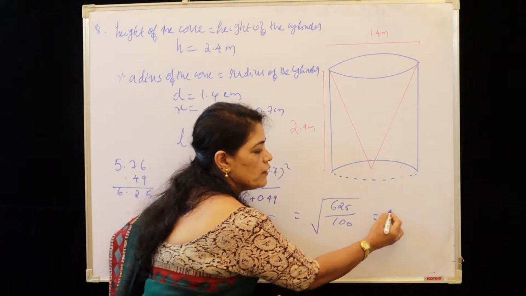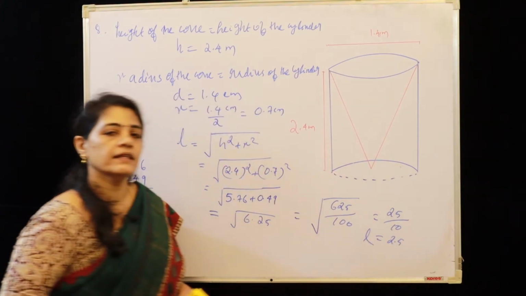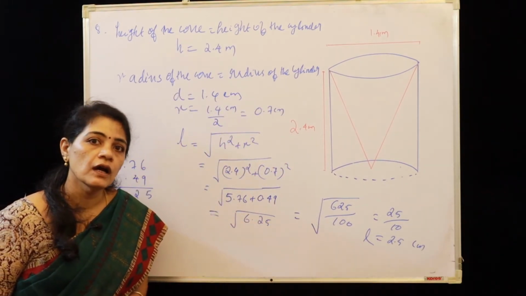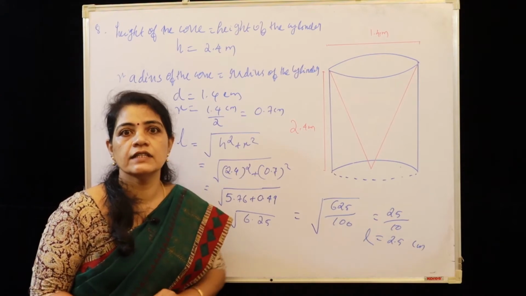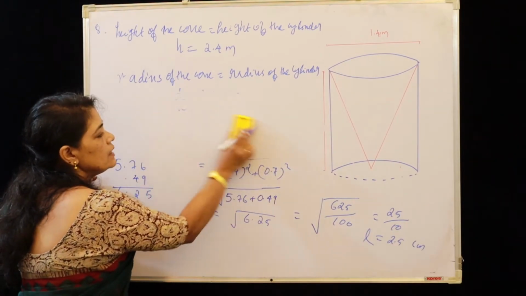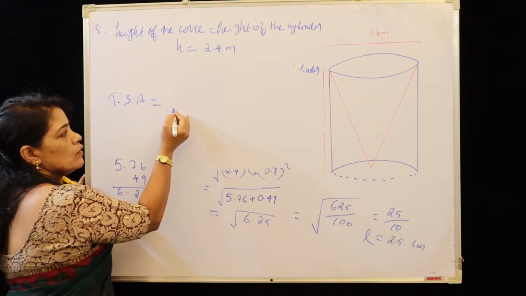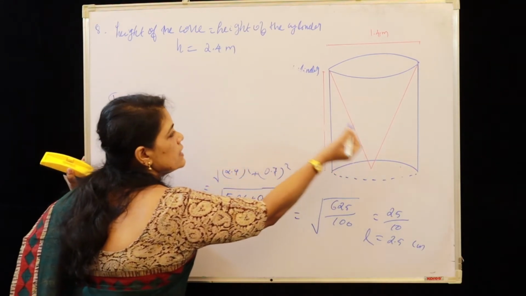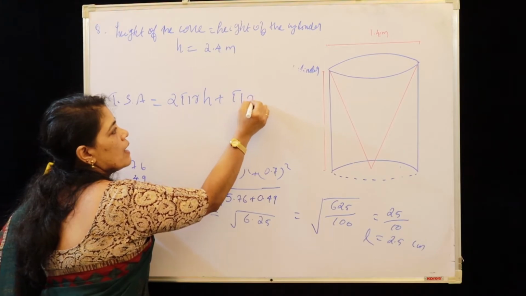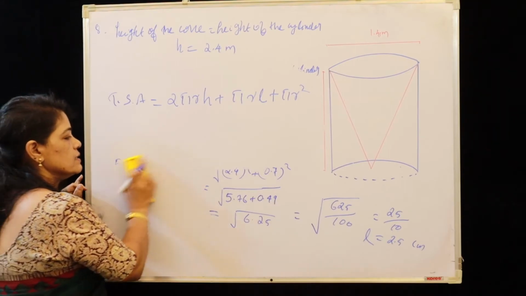And root of 625 is 25 and root of 100 is 10, that is 2.5 is the slant height. This is the slant height, 2.5 centimeter, of the conical cavity hollowed out. So in order to get the total surface area, that is TSA of the remaining solid, it is equal to CSA of the cylindrical portion, that is 2 pi r h, plus pi r l, plus pi r square, that is area of the base.